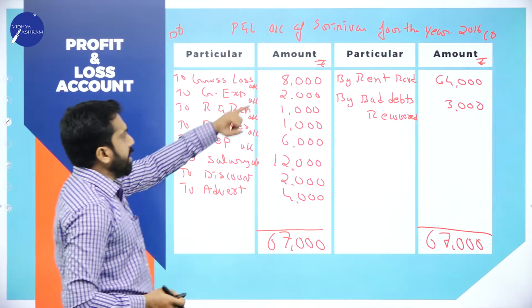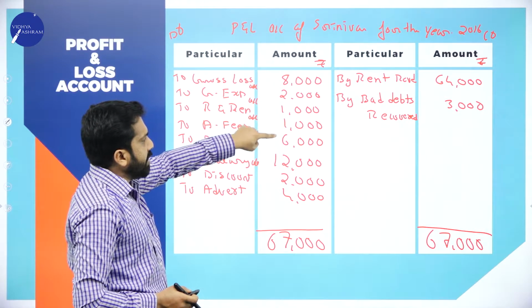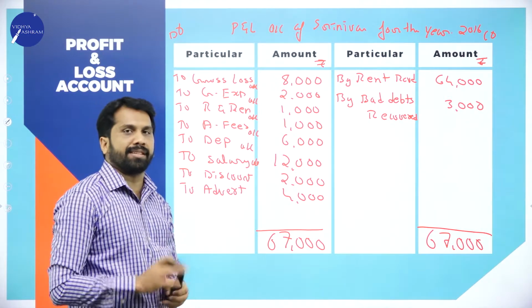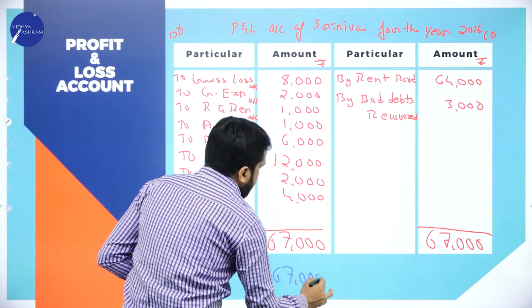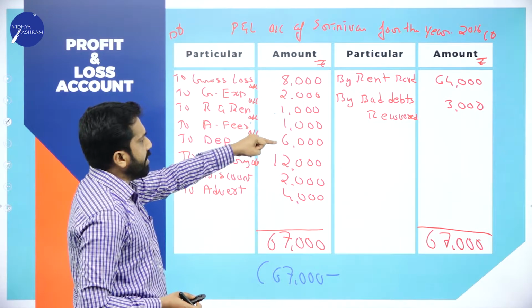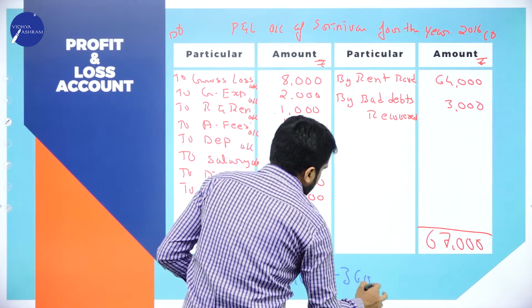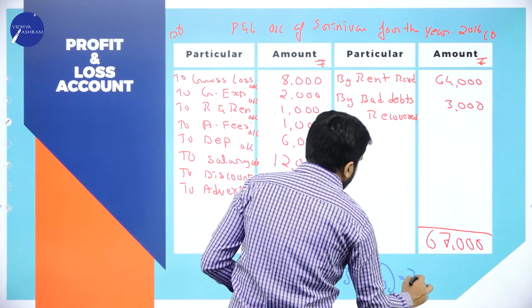Now what is the total? 8 plus 2, 10,000 plus 1, 11, 12, 18,000, 30,000, 32, 36,000. Now from 67,000 minus how much we got? 8 plus 2, 10, 11, 12, 18, 30, 36. So you will get around 31,000.